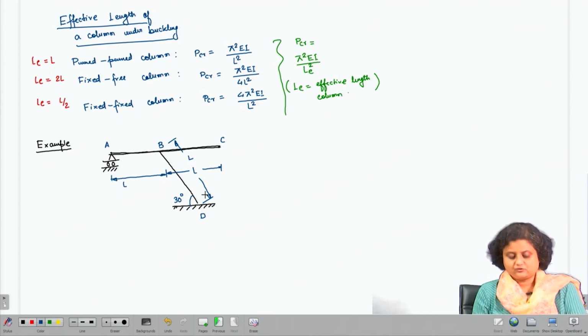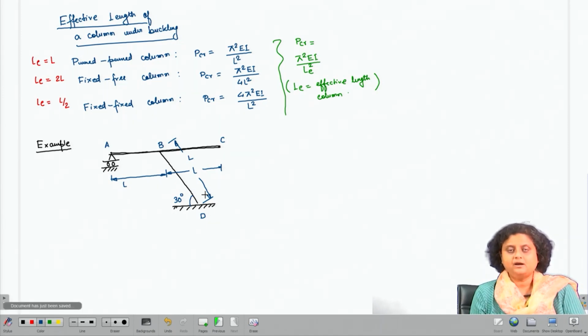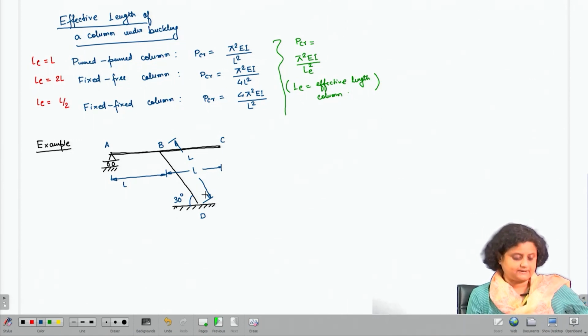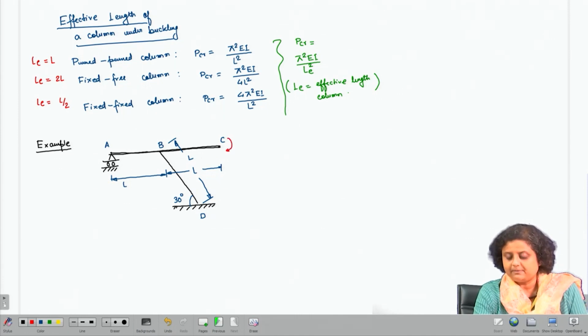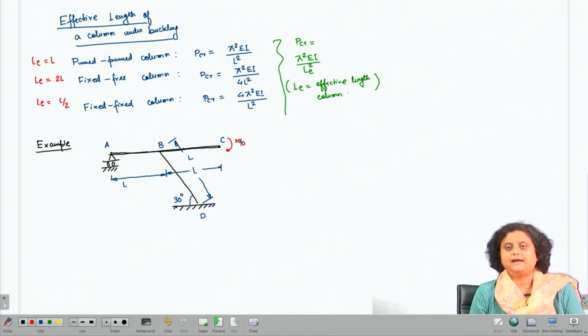So, we have this structure where we have a beam whose one end A is pinned or simply supported, and the other end C is free. At the midpoint of this beam, which is B, another member BD is connected, which is connected at the fixed end, and it's making an angle of 30 degrees with the horizontal axis. Now, there is a moment m0 being applied at the free end, or the end C of the column.